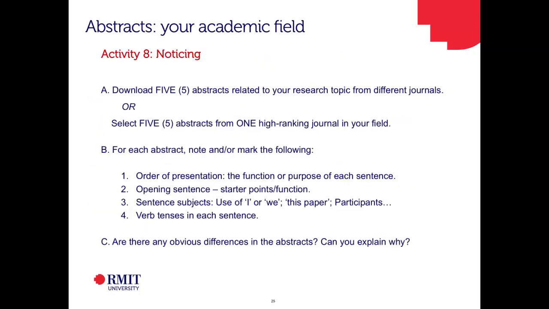Now it's time for you to do your own analysis of research paper abstracts that are relevant to your field of study. Why don't you download 5 abstracts or full articles related to your research topic from peer-reviewed journals where possible, or download 5 from one high-ranking journal. For each abstract, identify the order in which the research is presented, that is, the key research points or sentence functions. Note what the opening sentence does. Underline the sentence subjects and identify when we or I is used, and think about why. Circle all the verb tenses and explain to yourself why the authors have selected these verb tenses and not others.